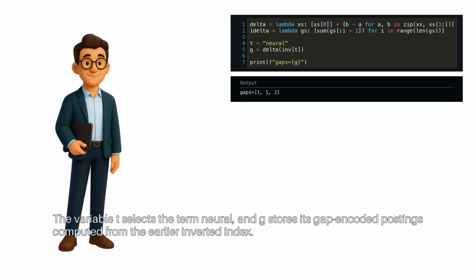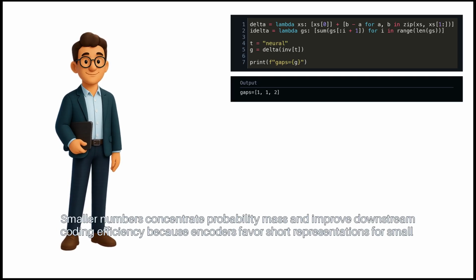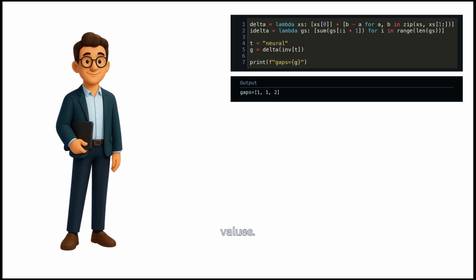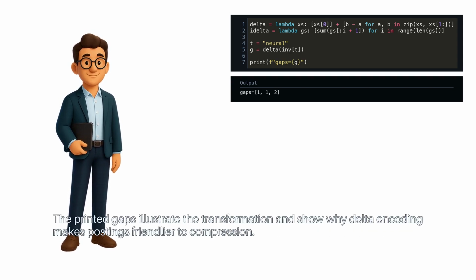The variable t selects the term neural, and g stores its gap-encoded postings computed from the earlier inverted index. Smaller numbers concentrate probability mass and improve downstream coding efficiency because encoders favor short representations for small values. The printed gaps illustrate the transformation and show why delta encoding makes postings friendlier to compression.